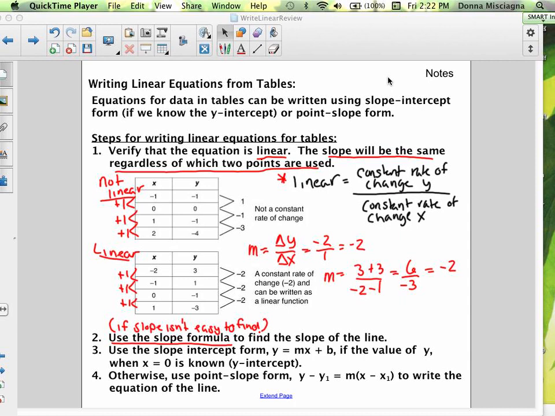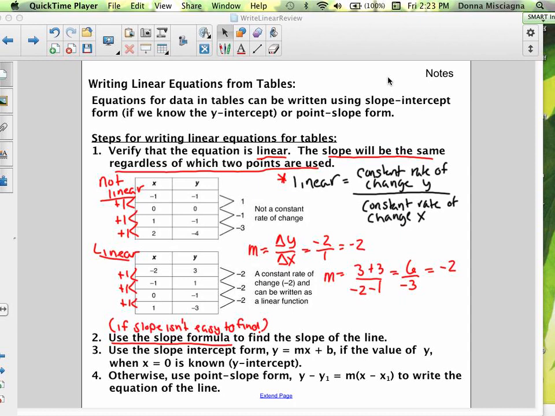Before you write an equation for a linear function, you have to make sure that it's a linear function. So step number one, verify the equation is linear. The slope will be the same regardless of which 2 points are used. So linear functions have a constant rate of change in y over a constant rate of change in x.